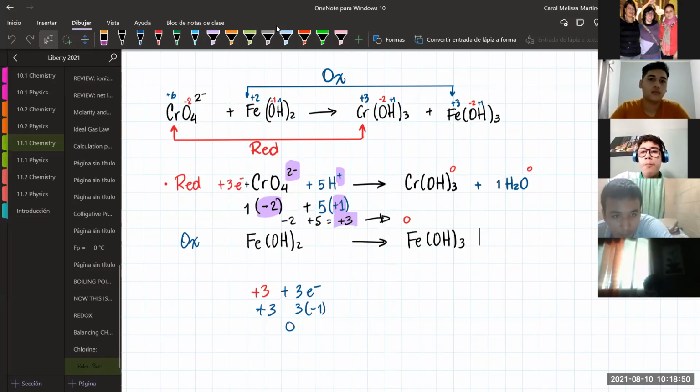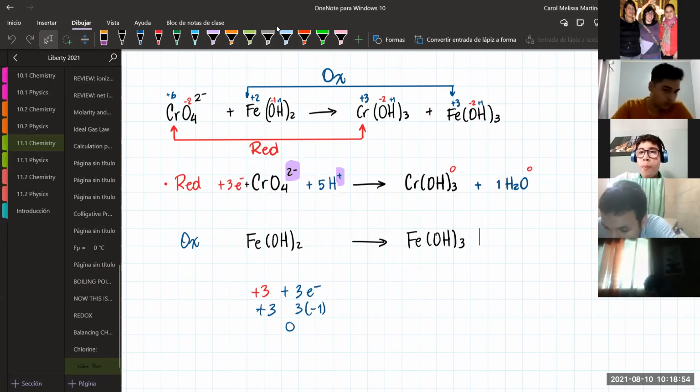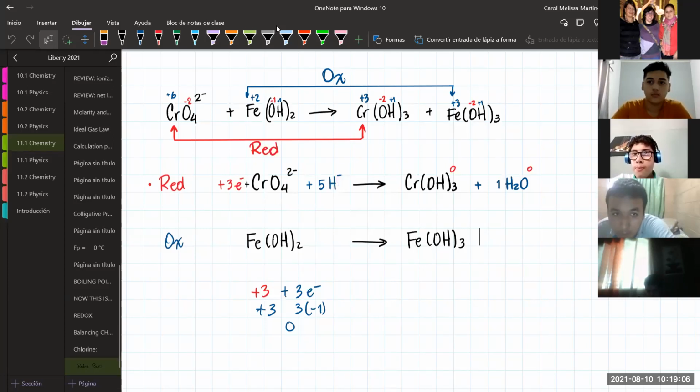I'm going to get rid of these calculations. Now in my products, sorry, I need to work also with my oxidation. With this, everything is balanced, because you have +3 and -3 gives 0, and on the other side you also have 0.